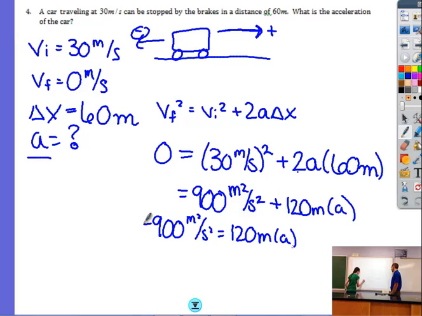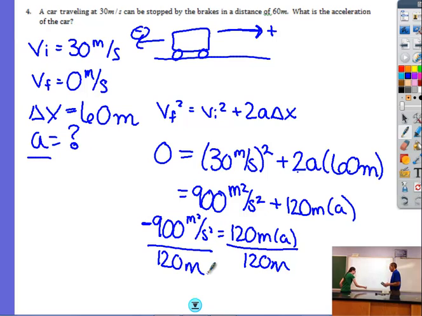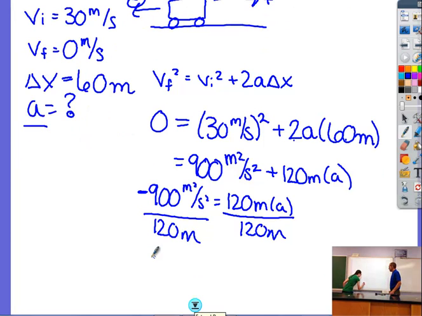Notice, got to keep that negative, otherwise the acceleration is not going to end up with the correct sign at the end. All that came from is this quantity, the 900, got subtracted over. So we divide both sides by 120 meters. So 900 divided by 120 is 7.5, and I need my negative sign.